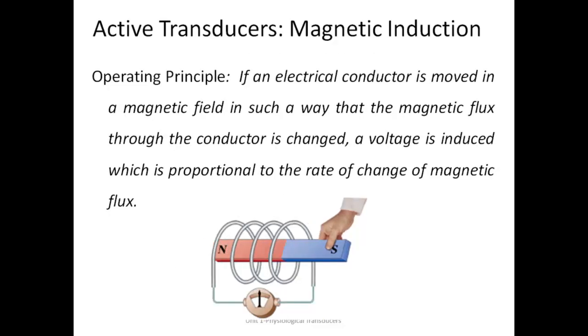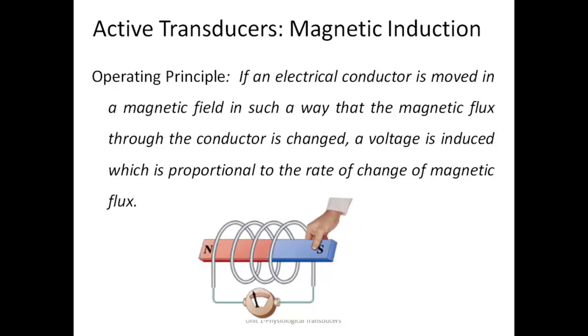So the first thing is magnetic induction. Now, what is the operating principle? If an electrical conductor is moved in a magnetic field in such a way that the magnetic flux through the conductor is changed, a voltage is induced which is proportional to the rate of change of magnetic flux.